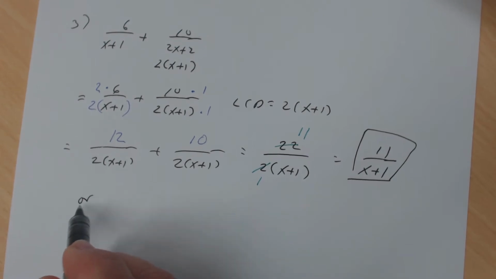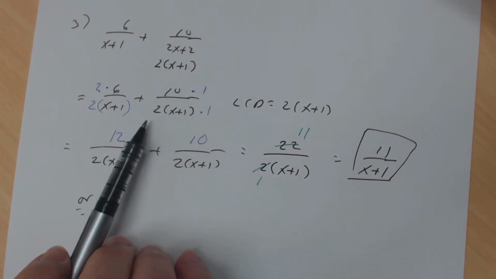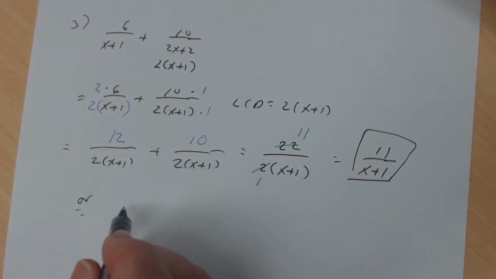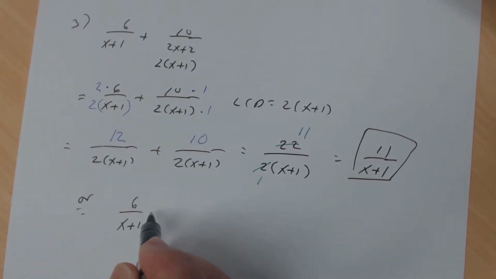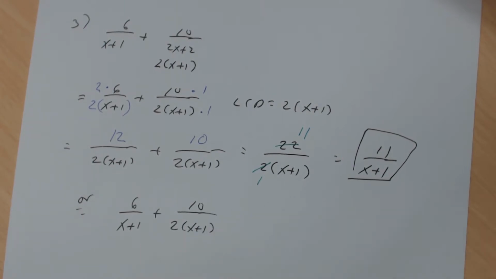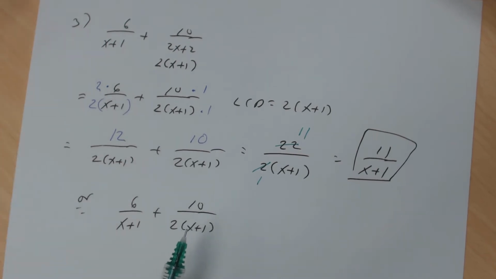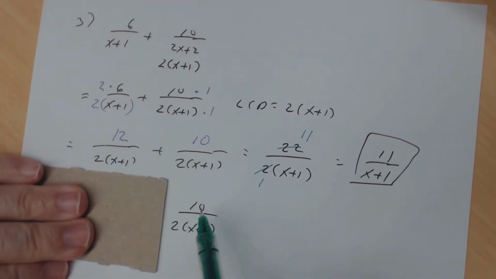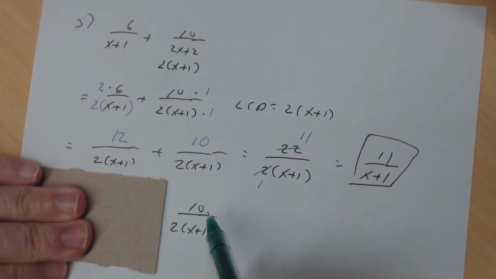Now, I want to say this. I'm going to go back and rewrite this part right here. So I'm going to put a little r here just to show you something. So I get 10 divided by 2 times x plus 1. All right. Now, you could have done what I'm about to do. So you see the second fraction, I'm going to cover up this part right here. You see the second fraction where you had 10 divided by 2 times x plus 1.